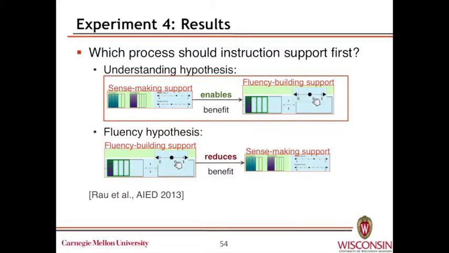I compared two conditions, one that received sense-making support before fluency-building support, and then one that received fluency-building support before sense-making support. And it was really exciting to see that, in fact, the prediction that I got from the causal path analysis worked out. The sense-making before fluency-building condition had better learning gains at the post-test while controlling for pre-test than the fluency then sense-making condition.